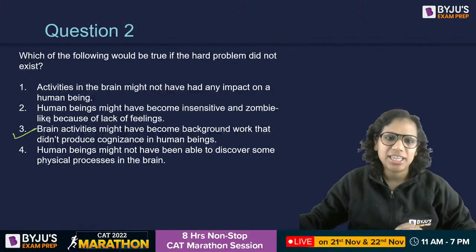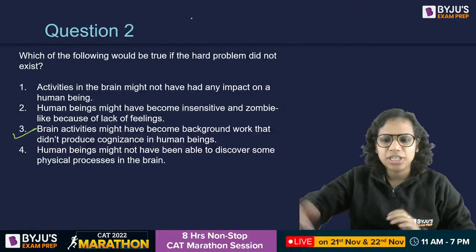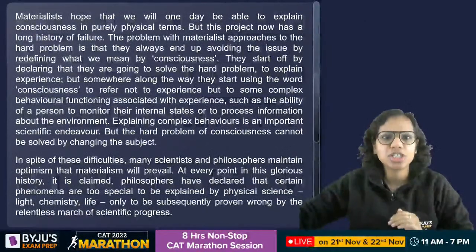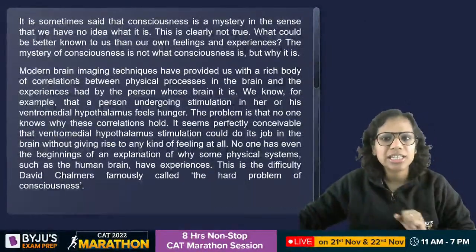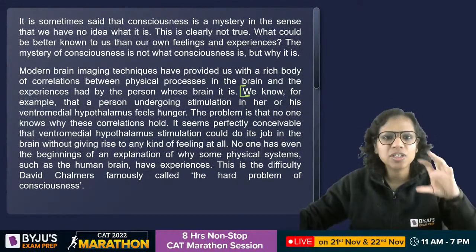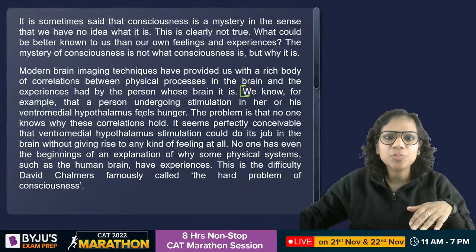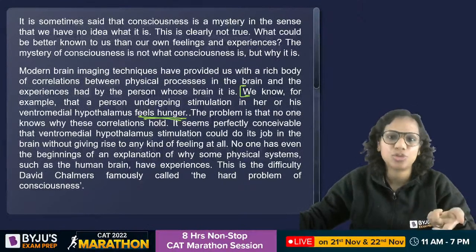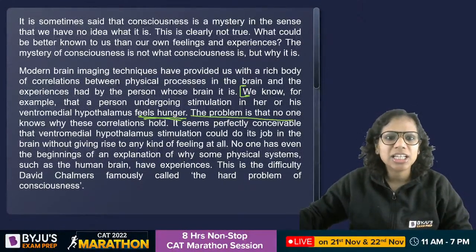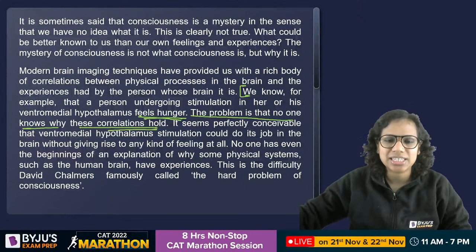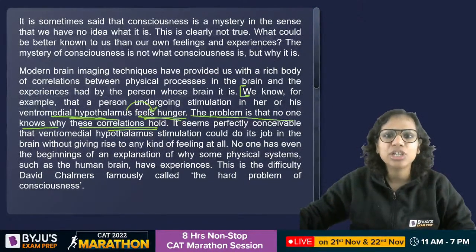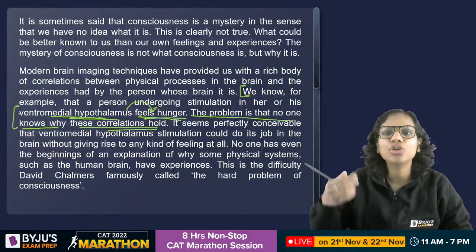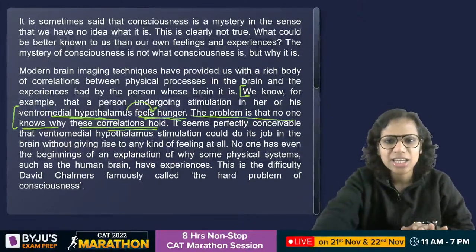Okay. Let's see why. So, see what is happening. Our author very clearly explains to us what exactly the problem of consciousness is. The first slide tells me that certain physical processes that happen in the brain produce feelings in us. The hard problem is that we don't know why these feelings are produced, right? So the problem is that no one knows why these correlations exist, that certain processes in the brain produce feelings in human beings. So if this problem did not exist, that means the processes in the brain would not produce feelings in human beings, right?